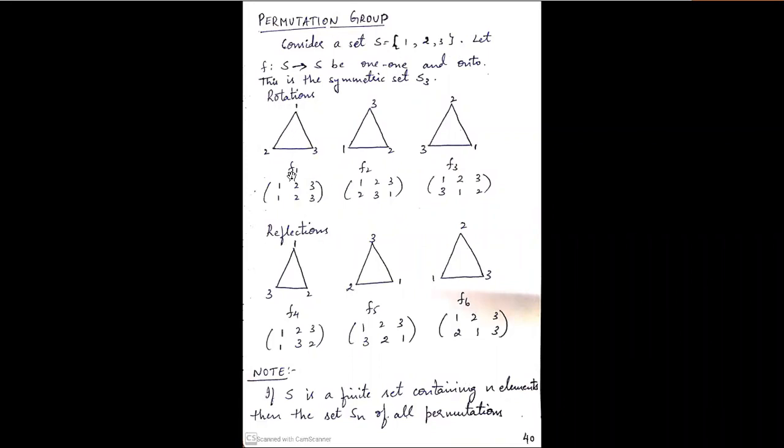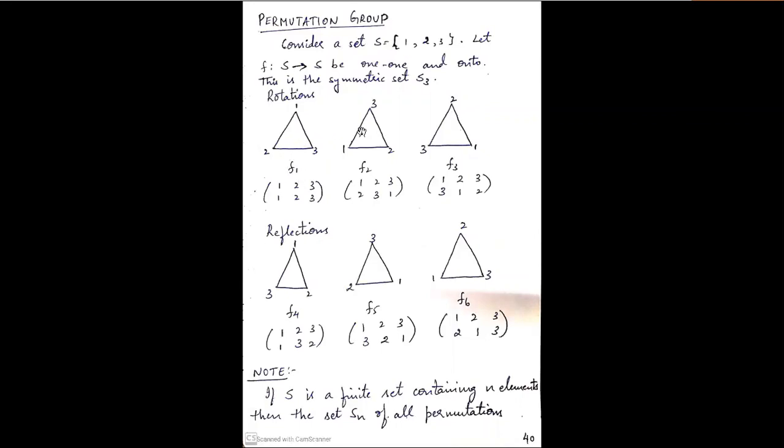So when I take the first function f1, that means 1 is mapped to 1, 2 is mapped to 2, and 3 is mapped to 3. This kind of function, I'll write in this form: 1 is mapped to 1, 2 is mapped to 2, and 3 is mapped to 3. So I consider this to be the first function.